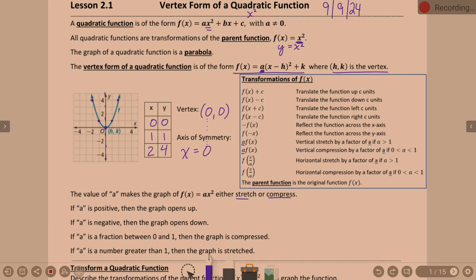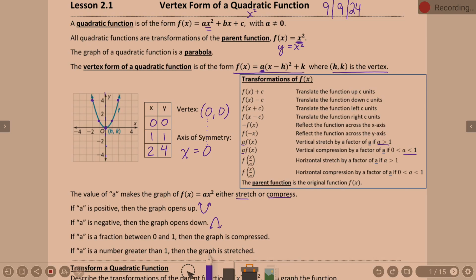So if A is positive, the graph opens up. In other words, if that value out front is positive, it opens up. If that value out front is negative, then the graph is reflected and opens down. If A is a fraction between 0 and 1, so in other words, if A is less than 1, then the graph is compressed. If A is a number greater than 1, the graph is stretched.